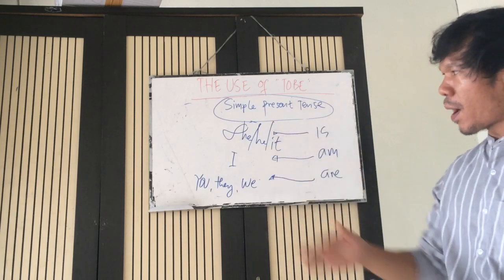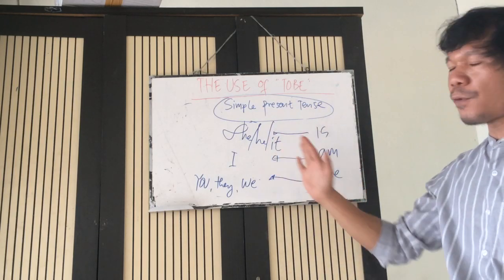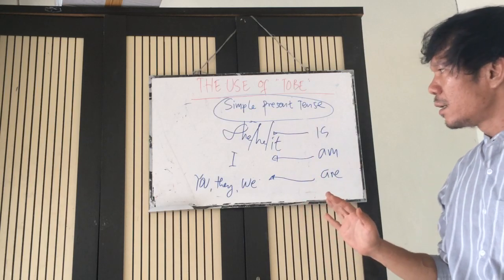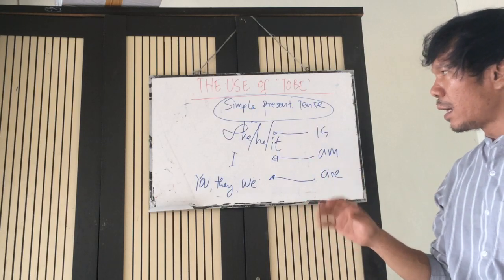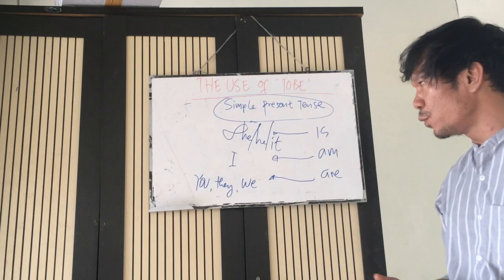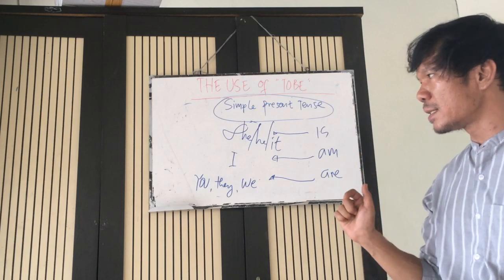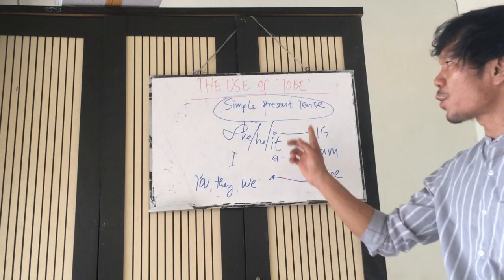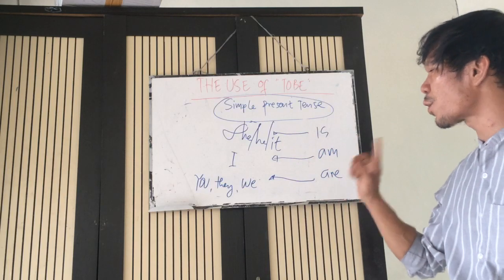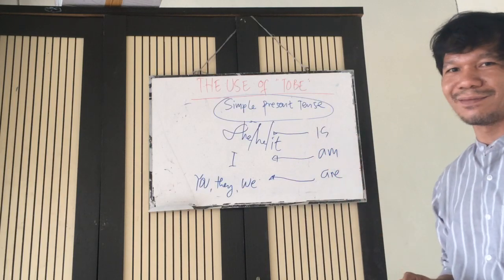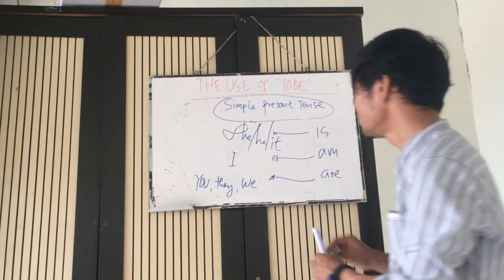So after my explanation, I will write 5 sentences. The assignment for you is to complete the sentences according to the subject, using the correct to be: is, am, or are. All right?